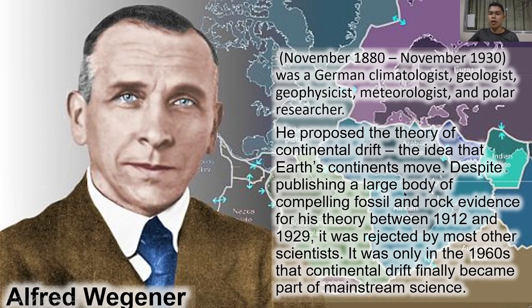He was born in November 1880 and died in November 1930. He lived only around 50 years. He was a German climatologist, geologist, geophysicist, meteorologist, and polar researcher. He proposed the theory of continental drift, the idea that Earth's continents moved, despite publishing a large body of compelling fossil and rock evidence for his theory between 1912 and 1929. It was rejected by most other scientists. It was only in the 1960s that continental drift finally became part of mainstream science. That means before the 1960s, this theory was disregarded by other scientists.